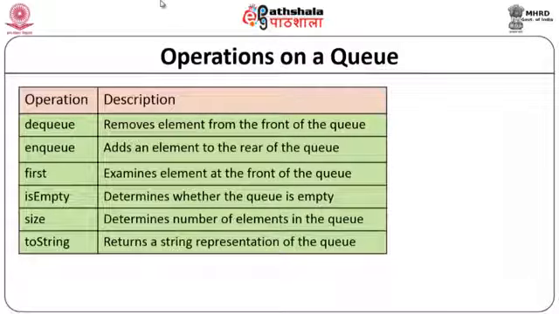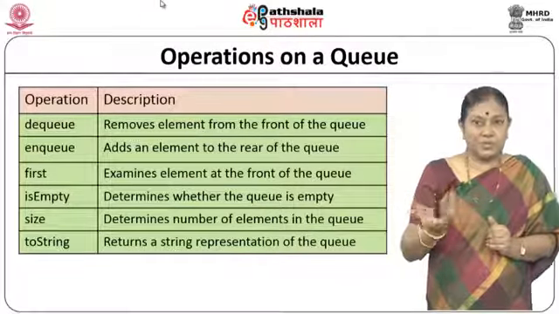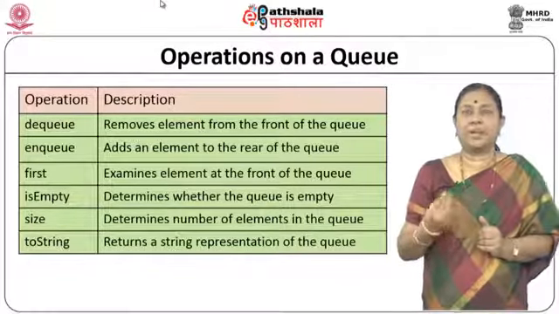Now, just to summarize, these are the operations on the queue. DQ removes an element from the front of the queue. NQ adds an element to the rear of the queue. First examines the element at the front of the queue. Is empty determines whether the queue is empty. Size determines the number of elements in the queue.